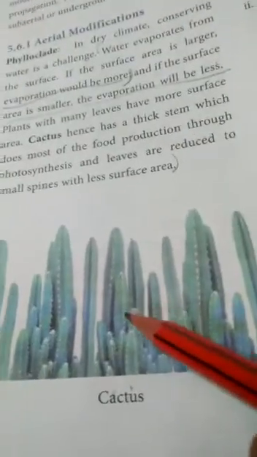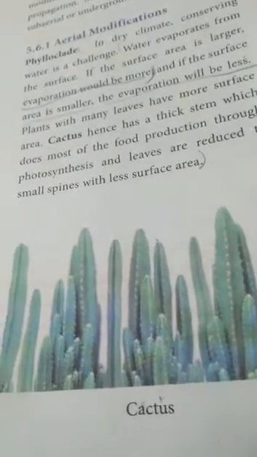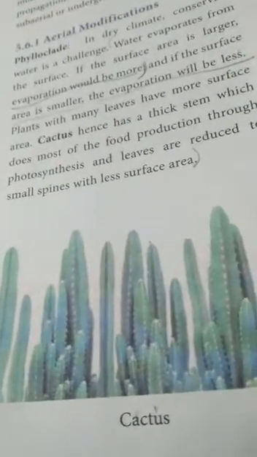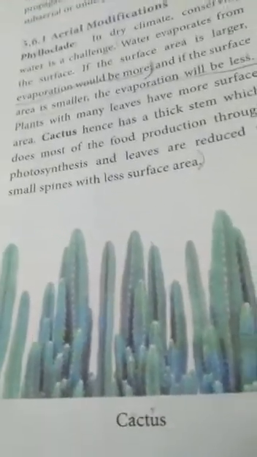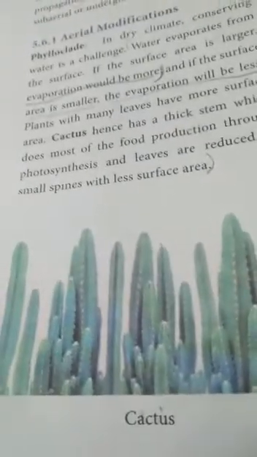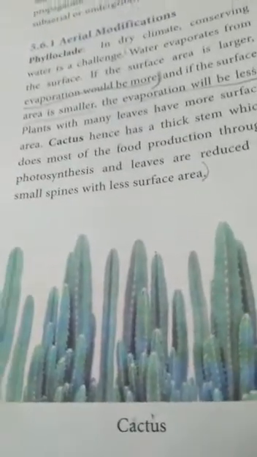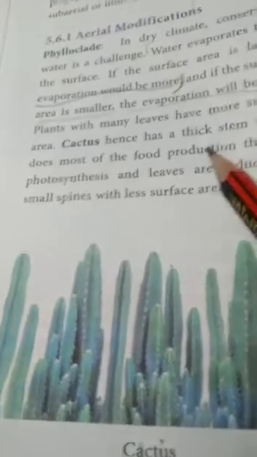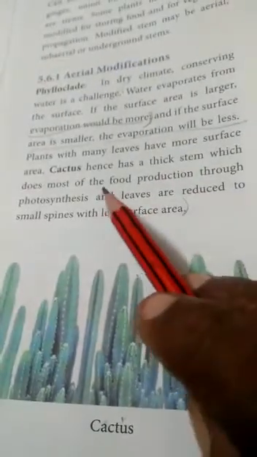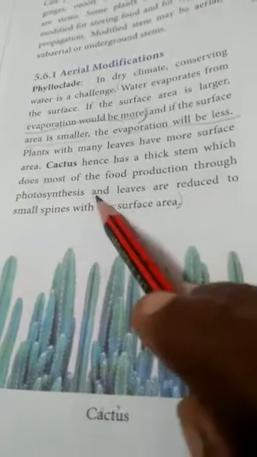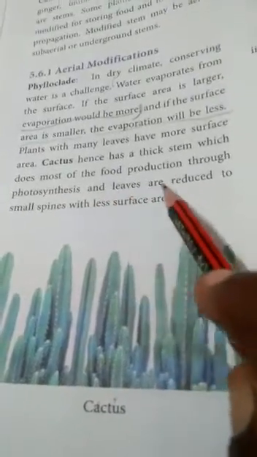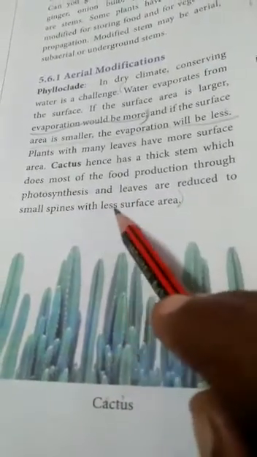When you break a cactus, water will come out. That is a very watery plant, because it stored more water during the rainy time. The thick stem carries out most of the food production through photosynthesis, and the leaves are reduced to small spines with less surface area.